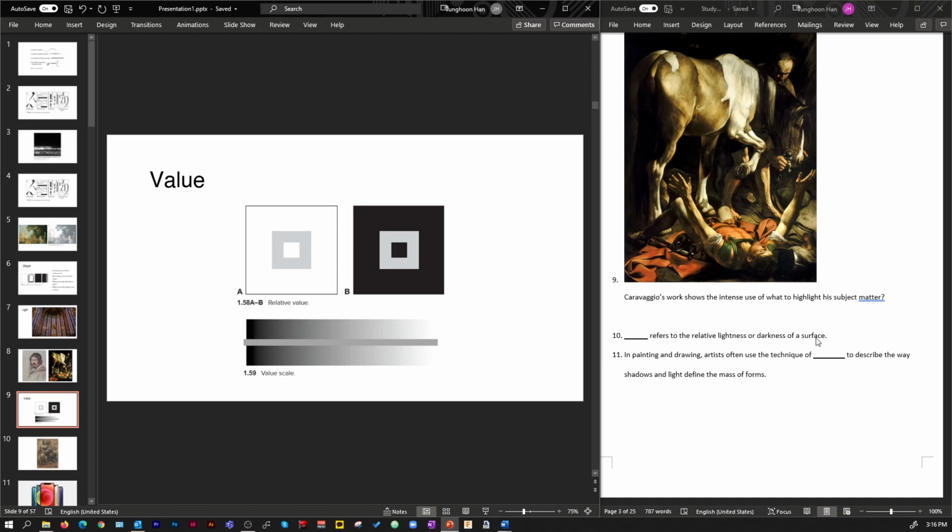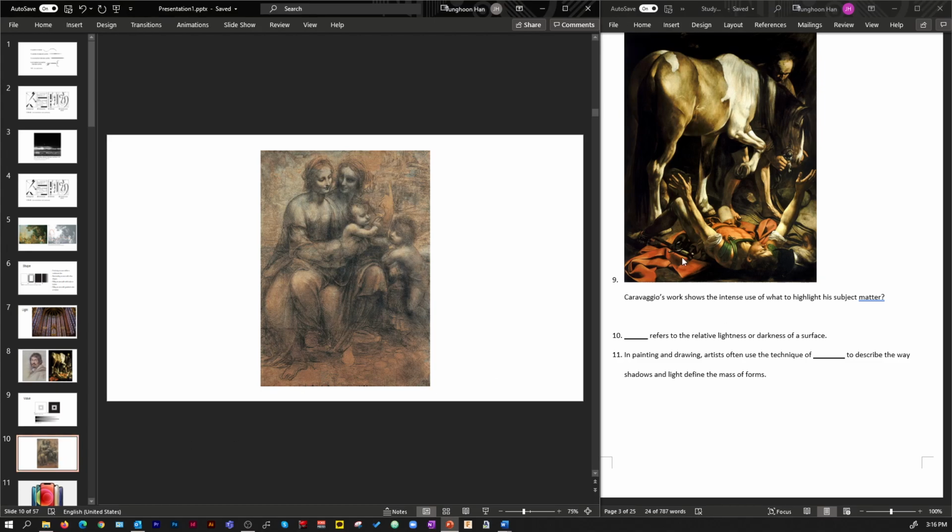So in painting and drawing, artists often use this technique of implementing value to describe the way shadow and light define the mass of forms. The particular term that I'm looking for with this question is an Italian term called chiaroscuro. That is the technique that Leonardo da Vinci was the master of. By creating this really soft gradating value, he heightens and emphasizes the three-dimensionality in this kind of dreamy manner.